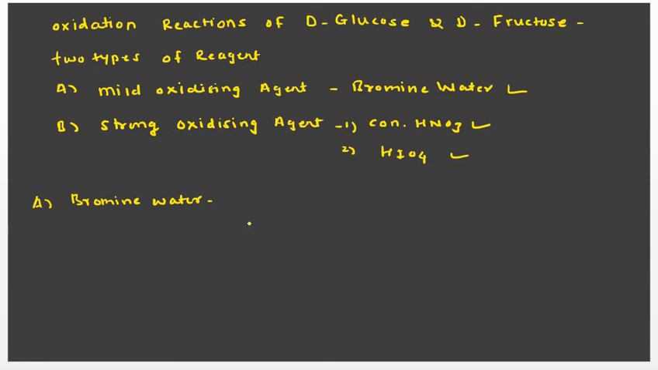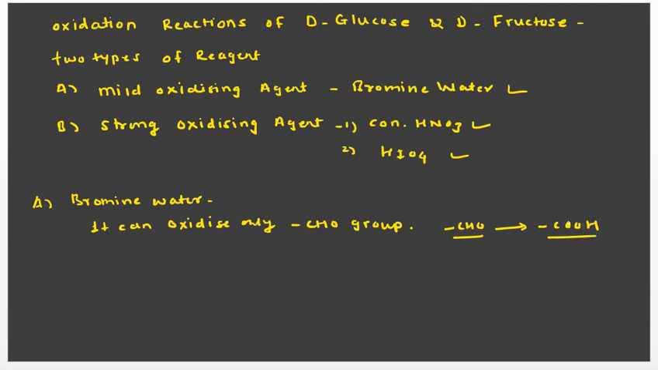group which is present in D-glucose. So we can say it can oxidize only the CHO group. And you remember that oxidation of the CHO group takes place into an acid group. So when the CHO group is oxidized, then this aldehyde group is converted into the acidic group, remember. This bromine water is a mild reagent, that's why it can only oxidize the CHO group.